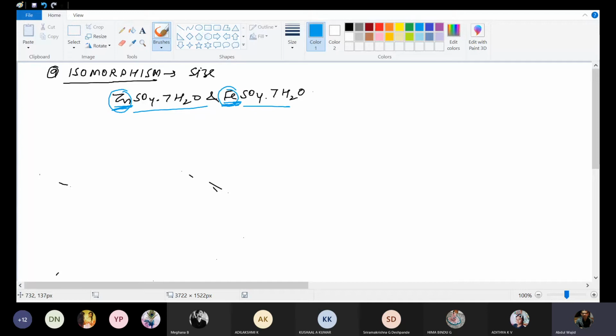Transition metal compounds usually exhibit isomorphism because their atomic composition is the same and their crystalline structure will also be the same. Same atomic composition and crystalline structure.